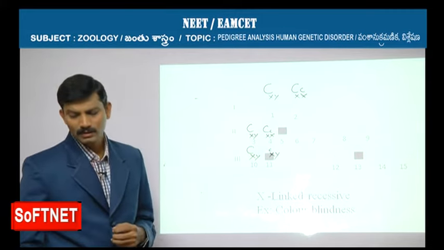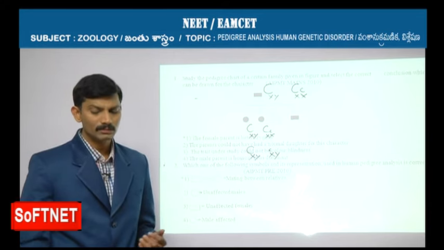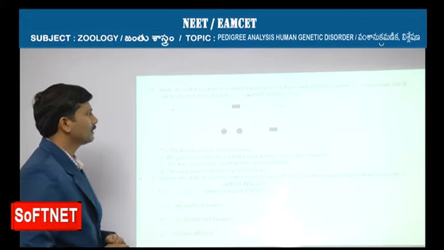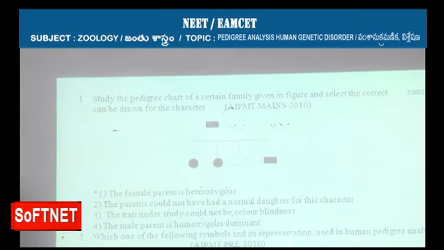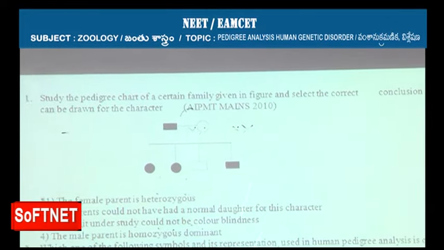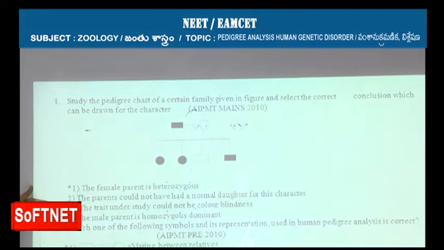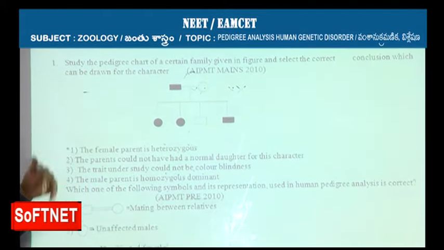Let's see some of the questions that appeared in previous entrance examinations based on this concept. In the first question, the pedigree chart of a certain family is given in a figure, and we have to select the correct conclusion which can be drawn for the character. Here a chart is given and four options are given, and based on that we have to predict the answer.